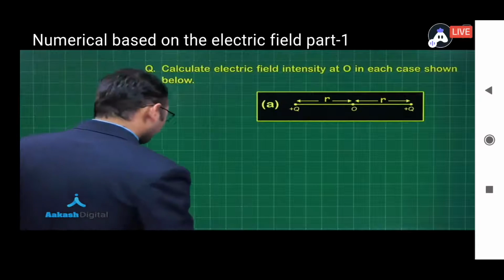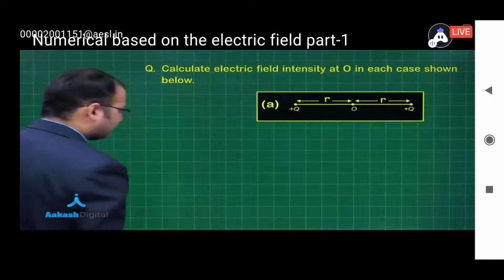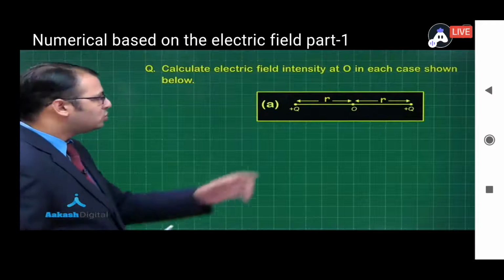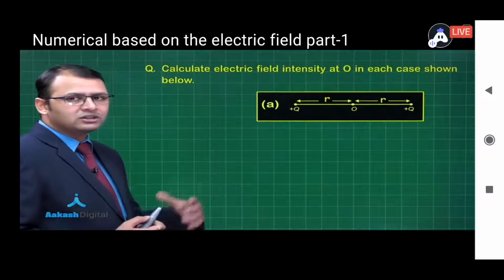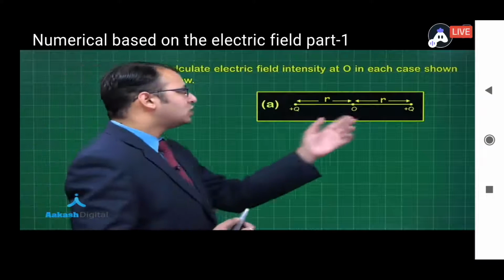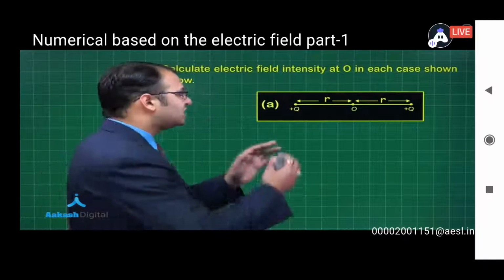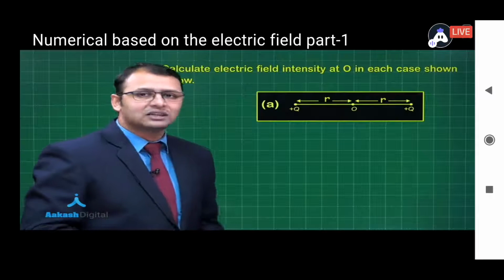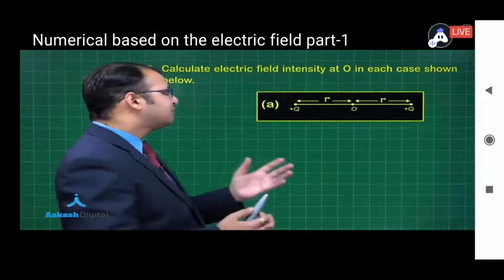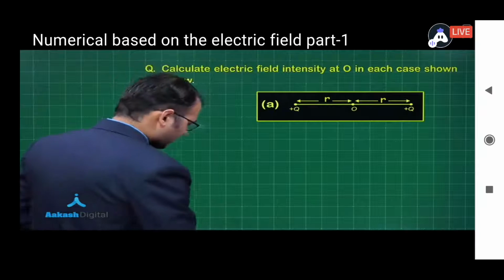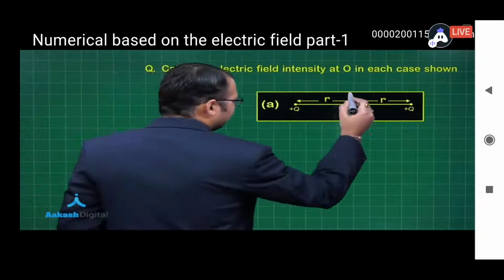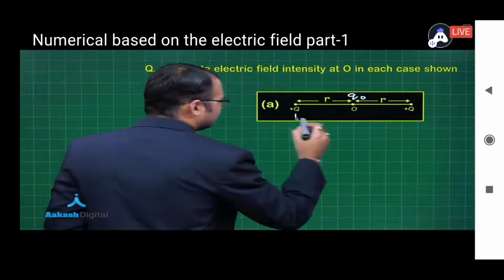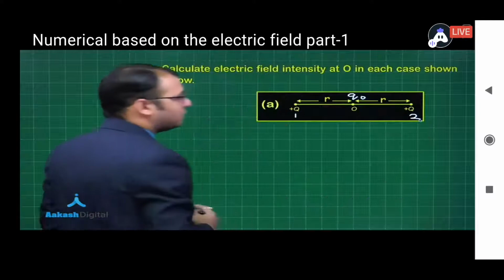Now, here you see that there is an electric field we have to calculate at point O due to this system of charges. What is the system given here? There are two charges, plus Q and plus Q, which are separated on either side of point O at a distance R. Now we'll go by the simple method. This is the place where the test charge will be kept. This is the first body and this is the second body, right?